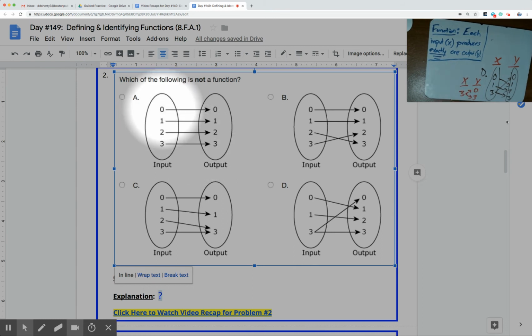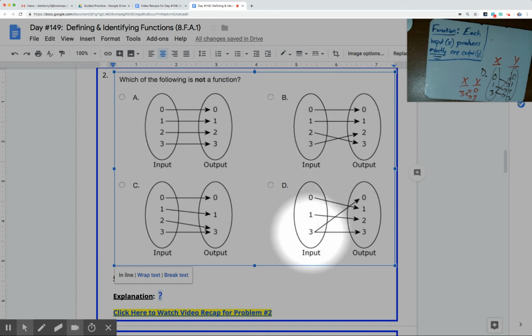Mapping A shows exactly that. All the inputs produce exactly one output. So function A, or relationship A, indeed meets the definition of a function. It's not what we're looking for. To move this along pretty quickly, we're going to look at answer choice D.